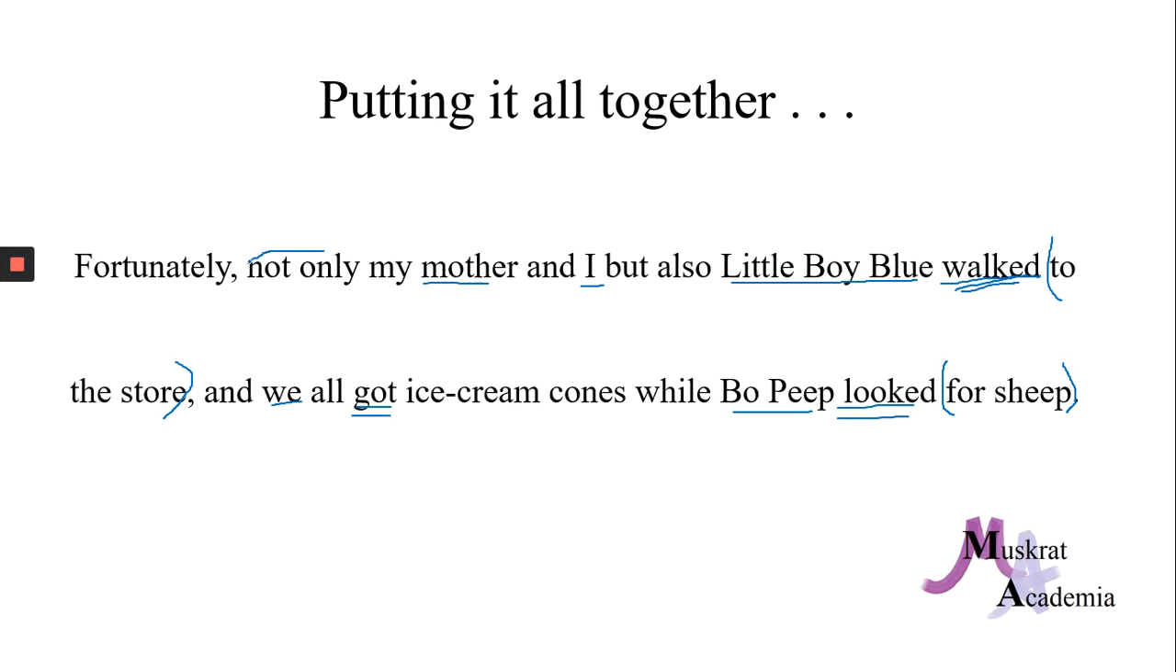Now we have quite a few conjunctions. We have not only, which partners with but also. We also have and, which is joining my mother and I. We have another comma and, so that's hinting that we may have some independent clauses. So fortunately, not only my mother and I, but also little boy Blue walked to the store. Whoa, all of that is one independent clause. It can stand by itself. And we all got ice cream cones. Independent clause. While Bo Peep looked for sheep: dependent clause. Just a note, this fortunately here is working as an adverb, and it's modifying that entire phrase.